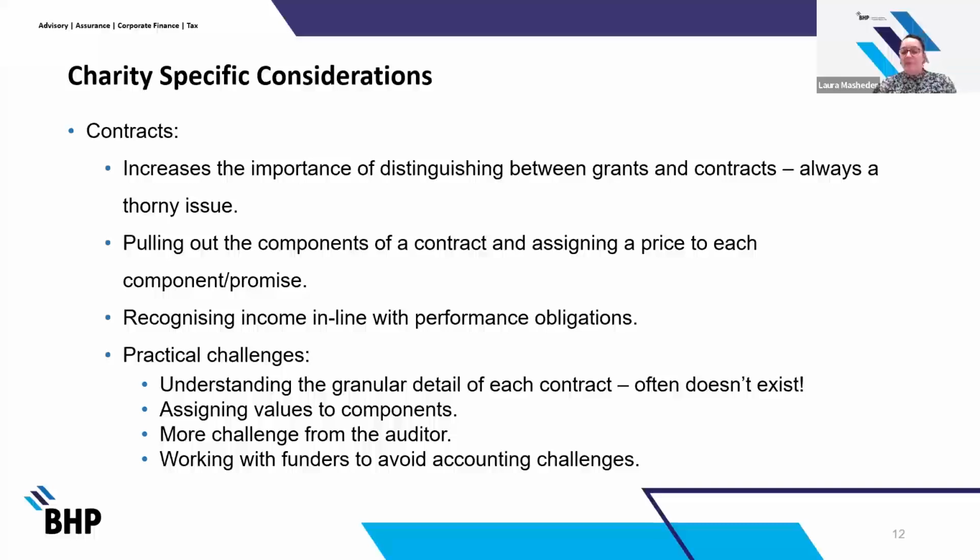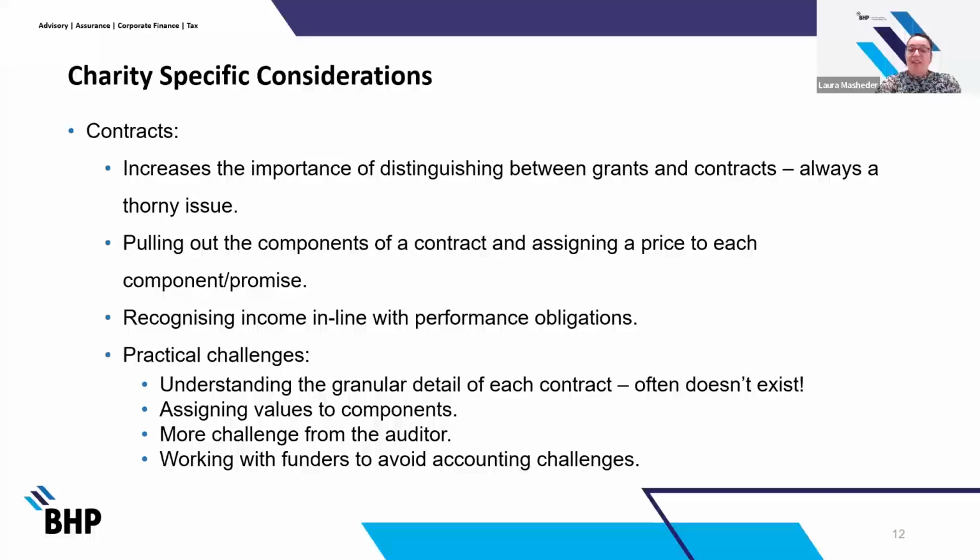So it's basically step one in the model: what is a contract. So if we decide it's a grant, we move away from the 5-step model, taking all the income immediately. So it's really important to understand what's a contract and what is a grant. So where the arrangements are contracts and not grants, I think practically it might be quite a challenge for charities. So the model assumes that there's going to be granularity and detail available. And quite often it's just not there in the paperwork.